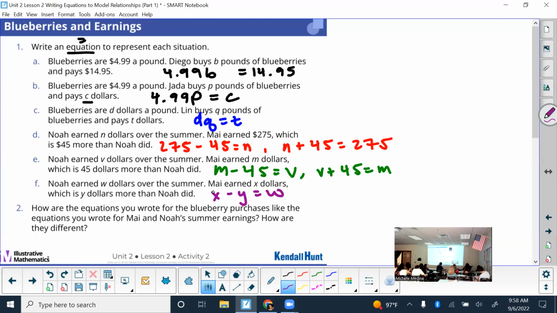Give me one second. Yes. X minus Y equals W. Is there another way we could have written it? W plus Y, is that what you said? That would be correct.